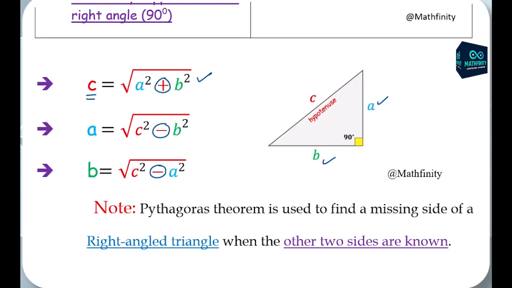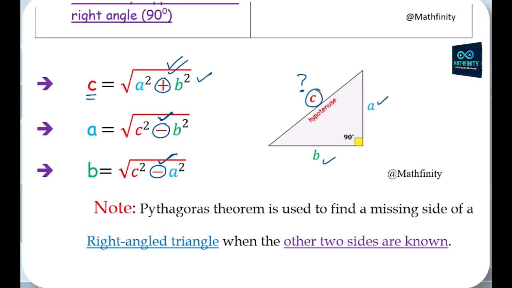So guys, keep it in your mind. If the hypotenuse is not given, meaning you have to calculate it, then you will use the addition sign. And if the hypotenuse is given, we will do the subtraction sign. If the hypotenuse is given, we will use the subtraction sign.